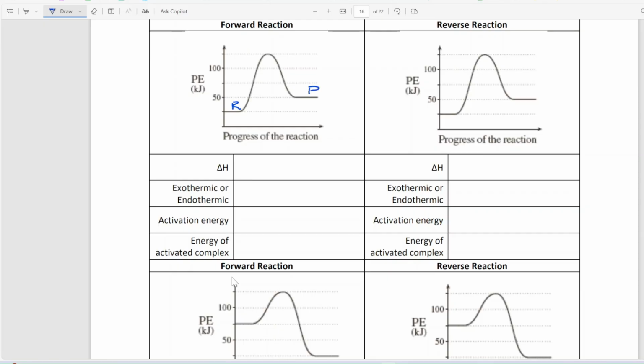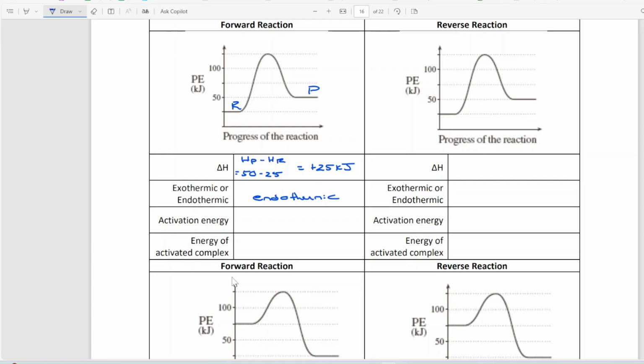The first thing I want to determine is my delta H. So my delta H is going to be the heat content of the products minus the heat content of the reactants. And so for this one, it's going to be 50 minus 25, which makes my delta H a positive 25 kilojoules. This is an endothermic reaction. Why? Because my delta H is positive and because it's a step up. There's an input in energy.